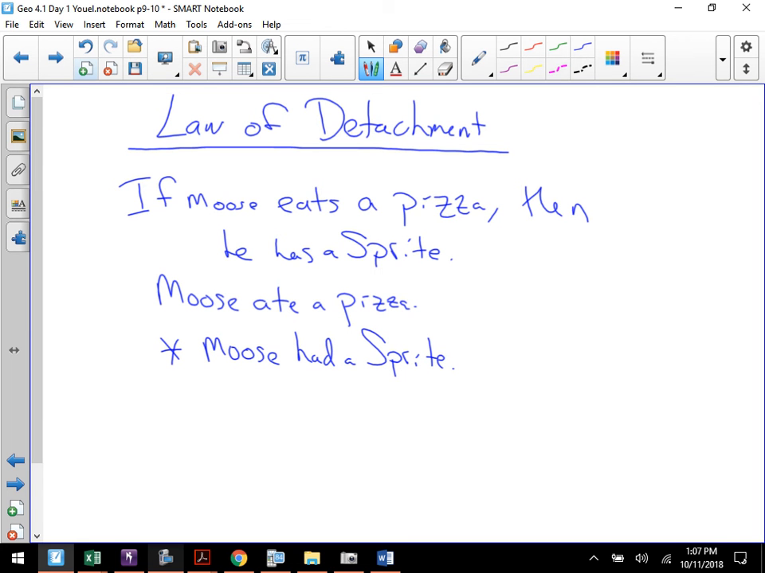Okay, that's the idea behind detachment. Remember how I described it as being kind of choppy? Moose ate a pizza. If Moose eats a pizza, then he has a Sprite. Moose ate a pizza. He has a Sprite. And just like you were saying, if you detach the if-then statements, they become two separate sentences.